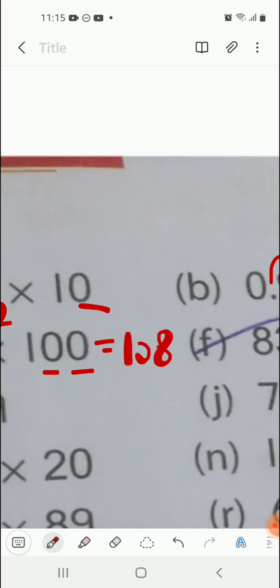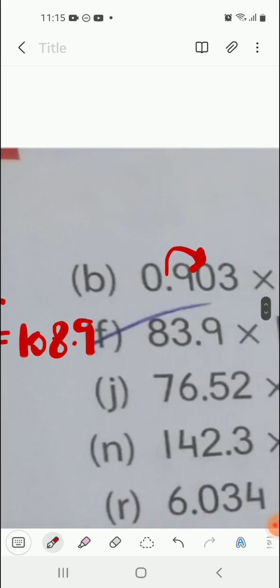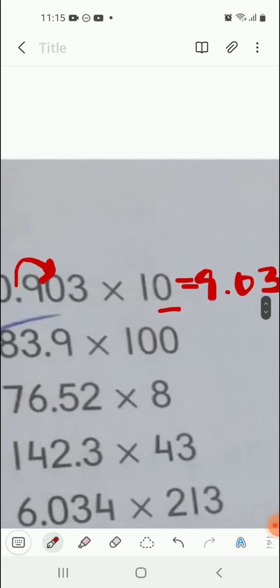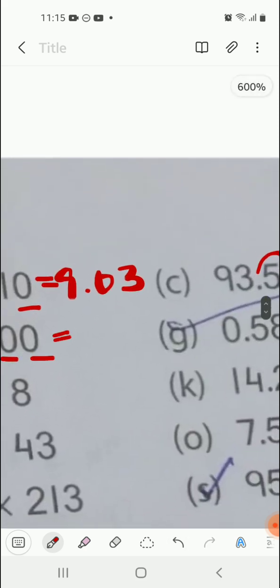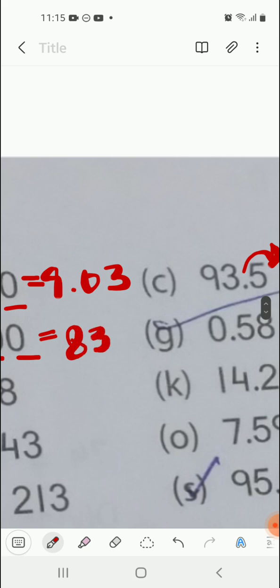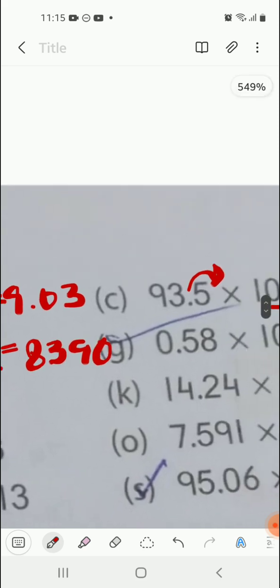108.9. Moving on, number F, 83.9 into 100. It means there are two zeros. So first it will be shifted here. It will become 839. But now the number is over. So after 839, one more zero is left. Whenever we multiply 839 into 10, it becomes 8390. So the same logic applies here. For the first decimal shift, it becomes 839, and for the next zero, it will become 8390. A zero will be inserted.